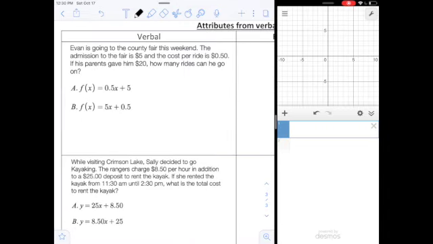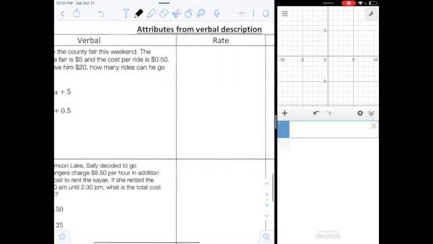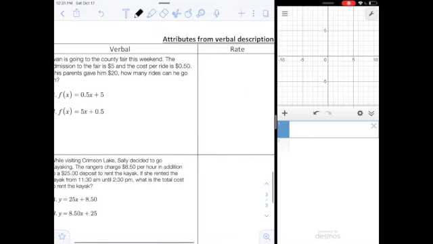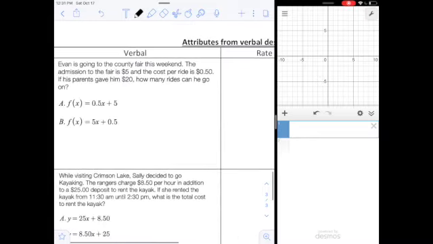So look at this first one. Evan is going to the county fair this weekend. The admission to the fair is $5, and the cost per ride is 50 cents. If his parents gave him $20, how many rides can he go on? So your job is to first figure out what is your constant and what is your rate. So we have two different things, your constant and your rate.